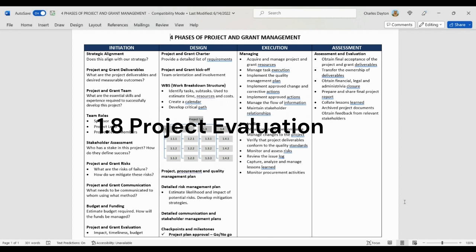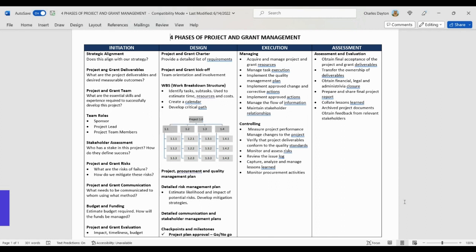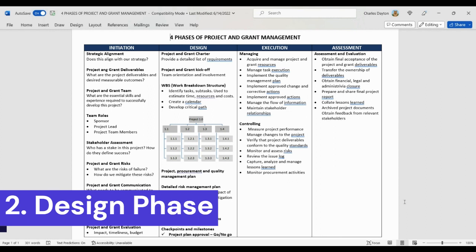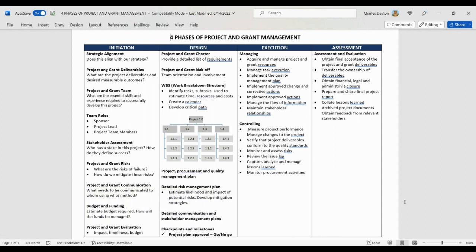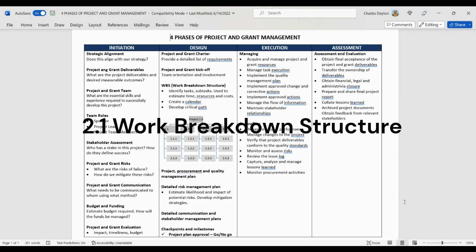The next phase of project management is the design phase. And again, quite often this is when we're pulling the summary from the initiation phase. We're making sure that we have a preliminary approval of the project, and then we might have some kind of grant kickoff. A key element of the design phase is creating what we call a work breakdown structure. And this is where we identify the tasks, the subtasks, and this is used to help us estimate the time, resources, and the cost, and also develop a calendar.